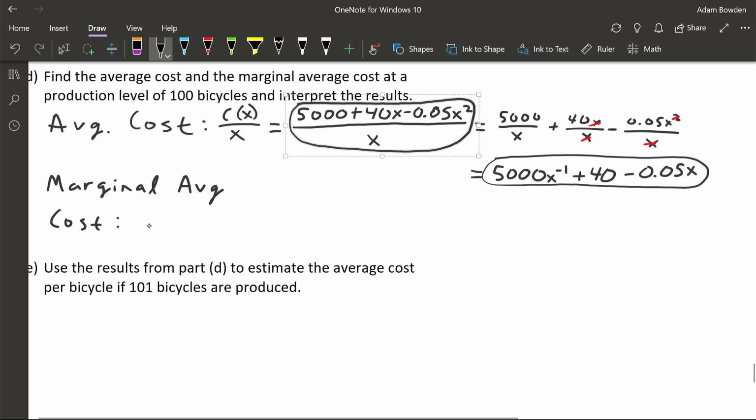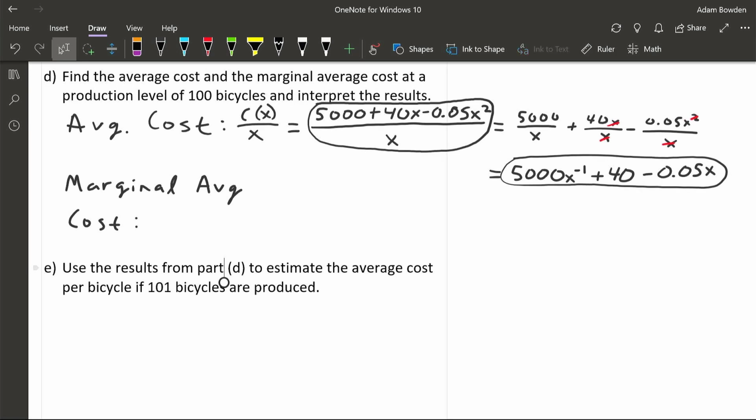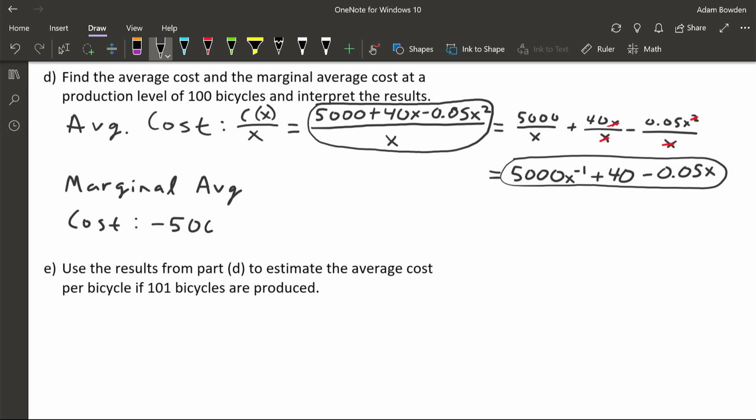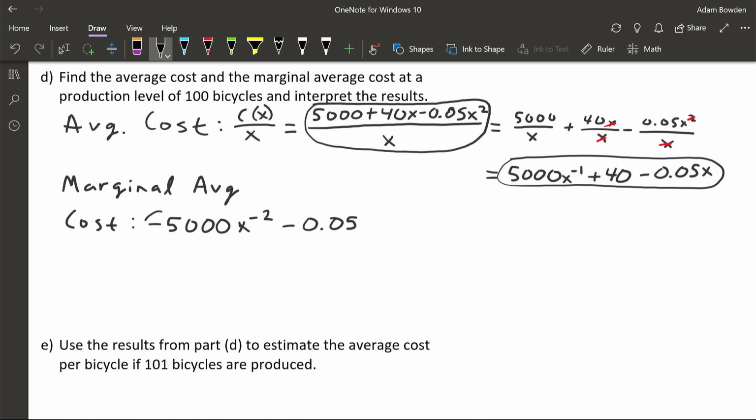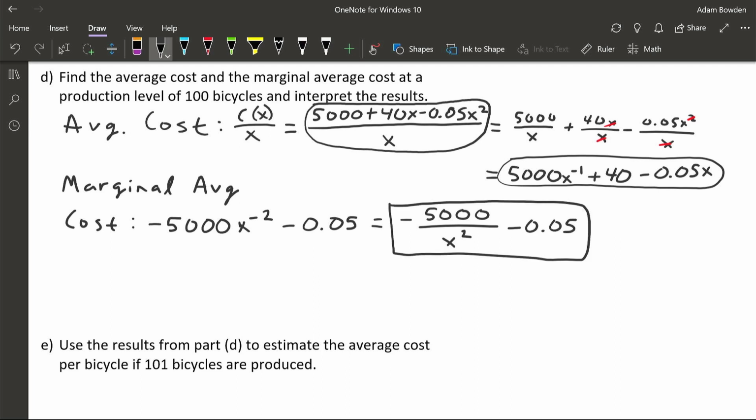To do that, I need to find the derivative of the average cost function above. The derivative would look like -5,000x^-2. The derivative of 40 is gone, and it'll be minus 0.05 for the derivative of 0.05x. So this is the marginal average cost. Let's write it as -5,000 over x² - 0.05. It also wants me to find the averages for 100.